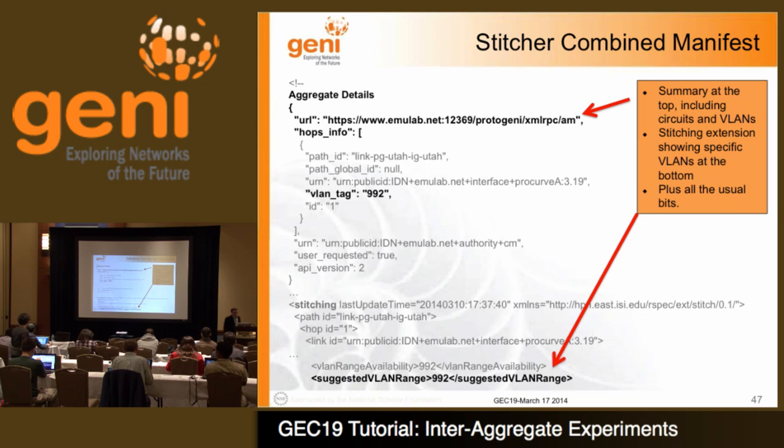And the other thing that Stitcher does is it gives you an XML comment at the top of your manifest RSpec telling you, these are the aggregates that you have resources at, right? On the path, the link that's got this name, right? At this interface, particular switch, particular port, I'm using VLAN tag 992. All that gory detail is in there to tell you the full topology if you're interested.